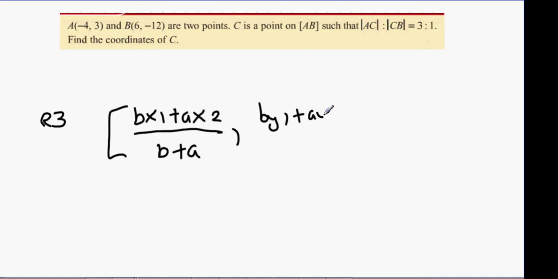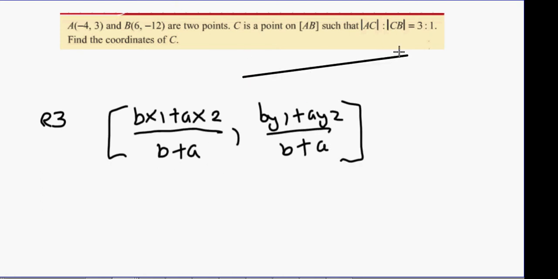by1 plus ay2 all over b plus a. What this question actually means is this. You have a line AB, A being here, B being here. You want a point C in the middle, or around here, so that AC is 3 times longer than CB. That's what this question means. Then you go right into your formula and you write down your figures.